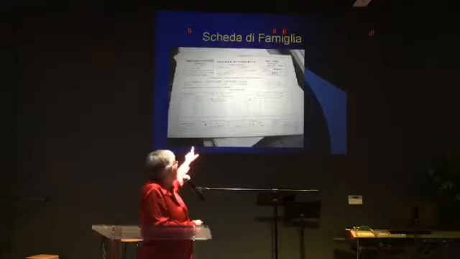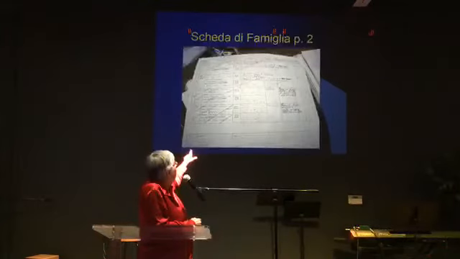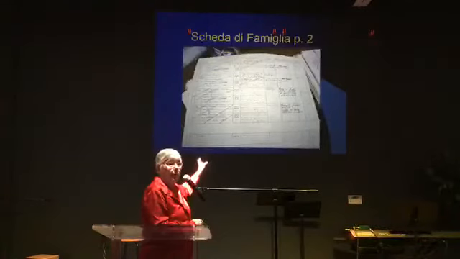This is another Scheda di Famiglia, and again, you can see this is that Caterina again. So you can see Caterina here, and that she became the head of the household in 88 when her husband died. And this is the household where she was living. And then it goes on to show all the members of that household, but they've all been crossed out because they've all passed away.